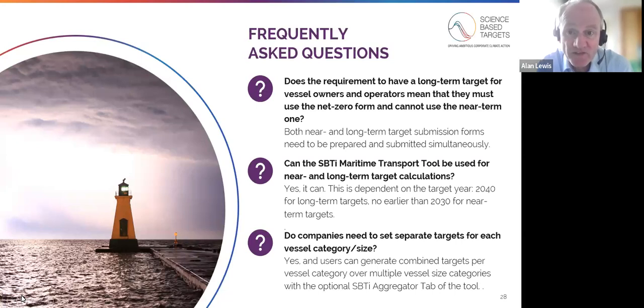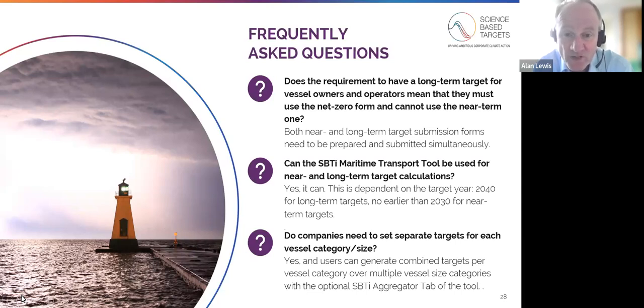Does the requirement to have a long-term target for vessel owners and operators mean they must use the net zero form and not the near-term target form? Well, actually, the answer is no, in the sense that both near and long-term targets need to be prepared and submitted at the same time when a company is submitting to SBTi. In terms of the maritime transport tool, the same tool spreadsheet can be used both to generate the short term target, no earlier than 2030, and then the longer term targets, so 2040. So basically just repeating the situation with different input data.